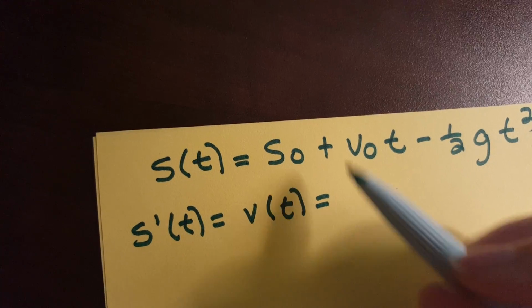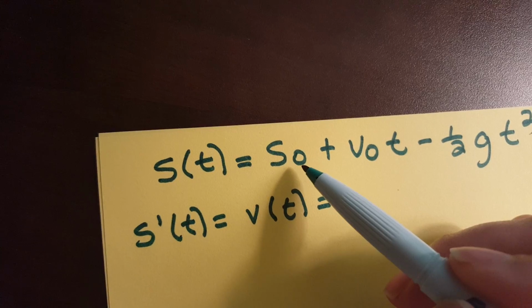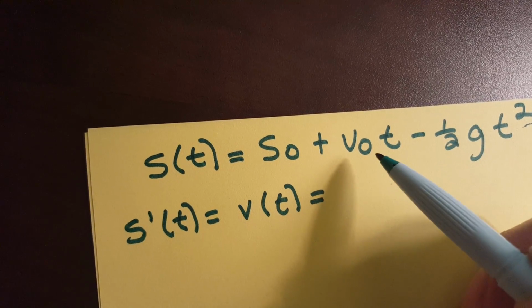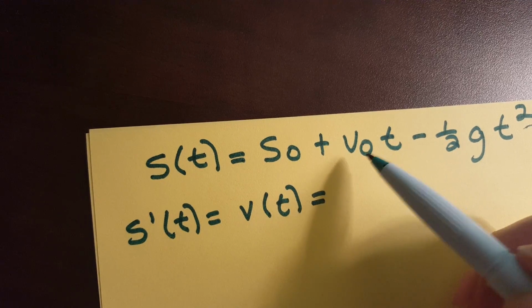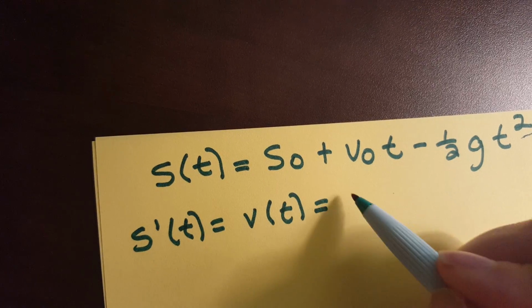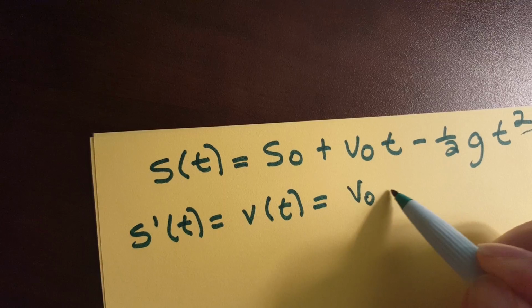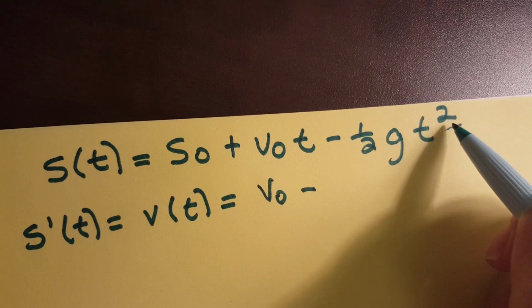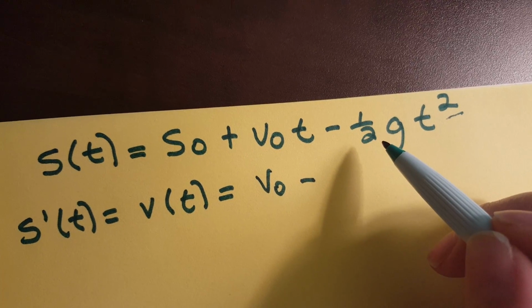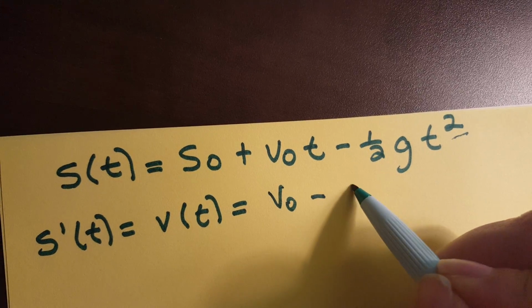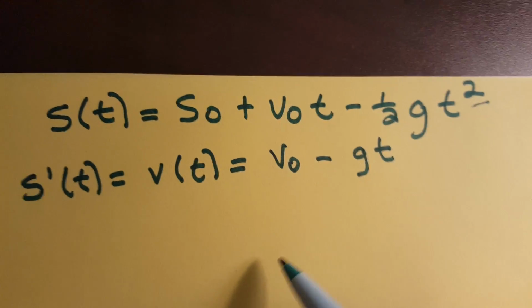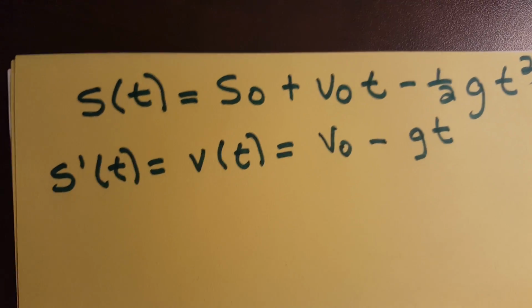To take the derivative, since the initial position is a constant, the derivative of a constant is just 0. The derivative of a constant times t, our variable, is just our constant. Minus, here we'll use our power rule, so we bring the 2 to the front, so 2 times 1/2 is 1, so I'm left with just gt. And so we have our velocity function.